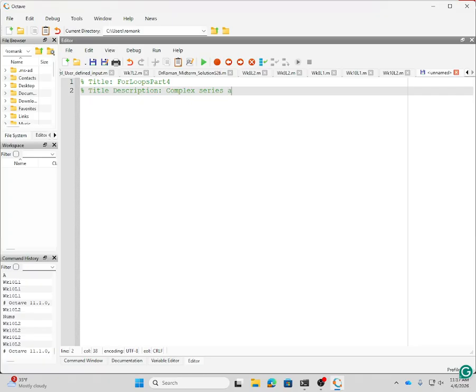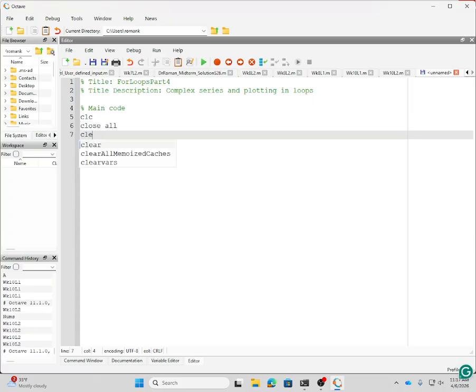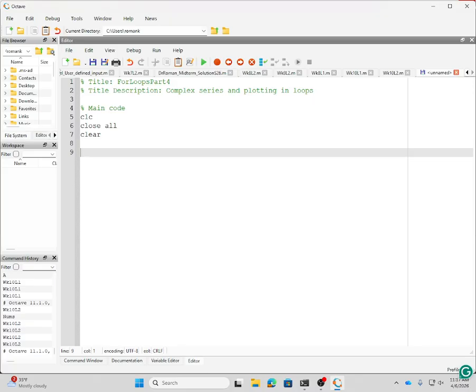So it's complex series and plotting in loops. Then your main code. You know what to do on the main code. CLC. What else? Close all. Clear. What does clear do? Clear all the variables, right? So you wanna do example number 1.